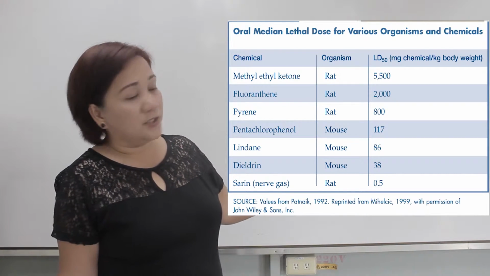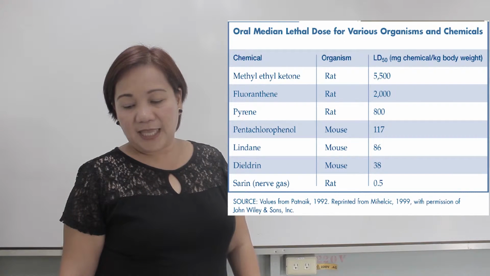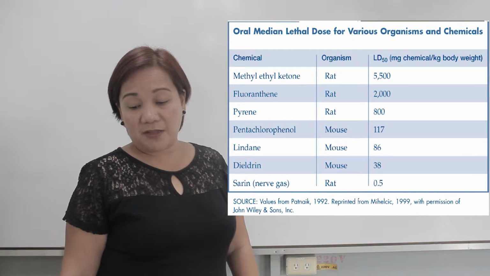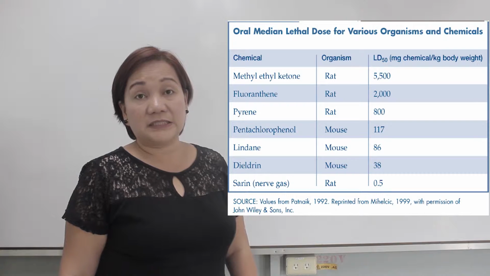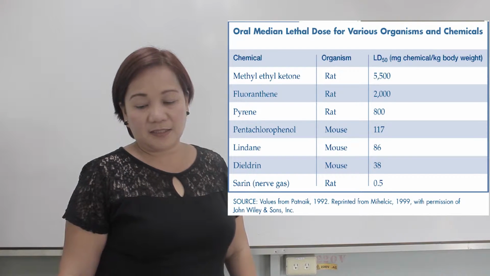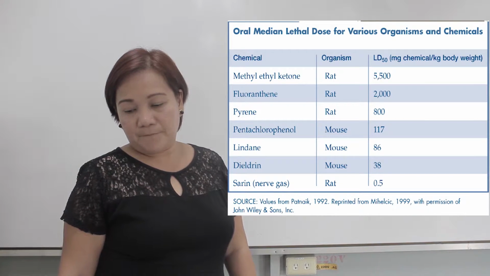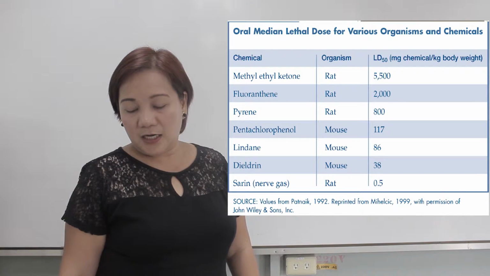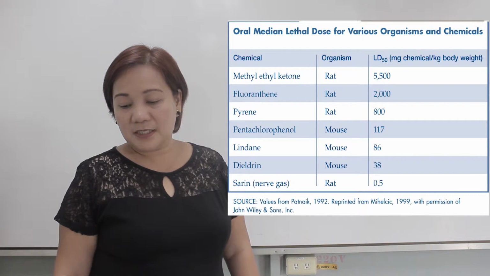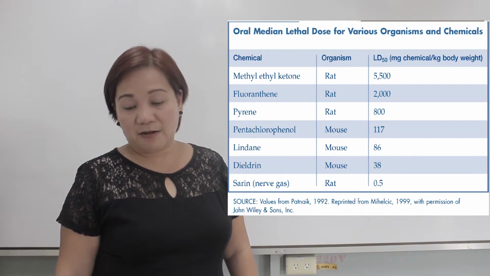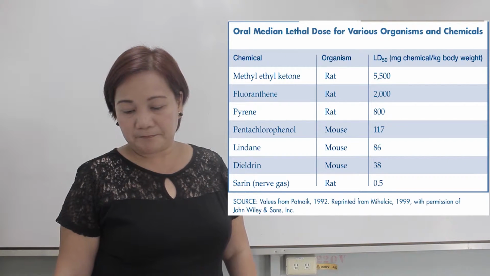Now in this figure, you have here the different dosage, or the different LD50 rather, of rats and mouse with different chemicals. Chemicals such as methyl ethyl ketone, pyrene, dieldrin, etc. But again, as I mentioned, they are already minimizing the utilization of this estimation technique of risk. Might as well do the simulation technique.